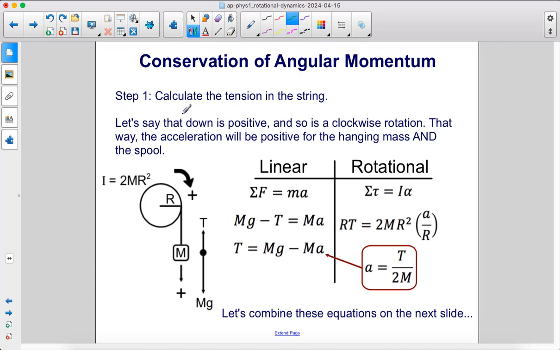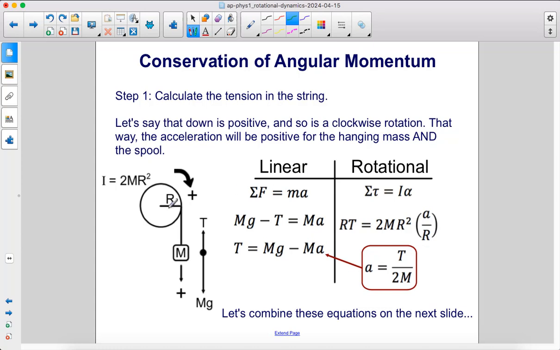Step 1. Calculate the tension in the string. Let's say that down is positive. Let's say that's the direction of acceleration. I think it's easier to make whatever direction the system is accelerating positive. So down is positive and clockwise is positive. All right, you should know how to do this by now. This is just a review.